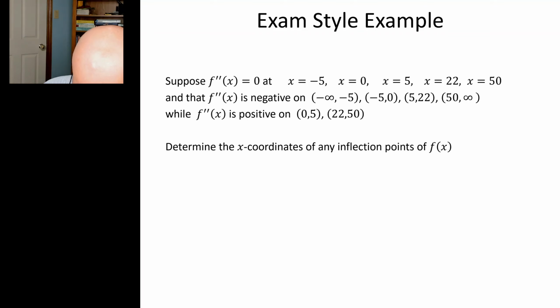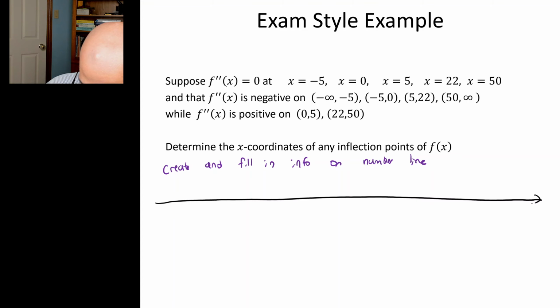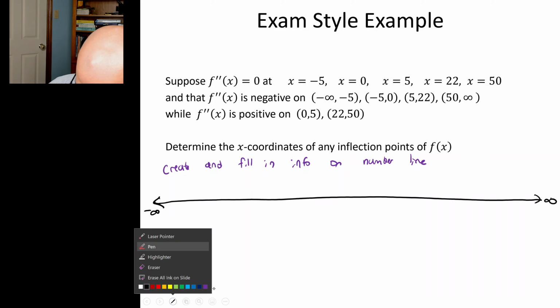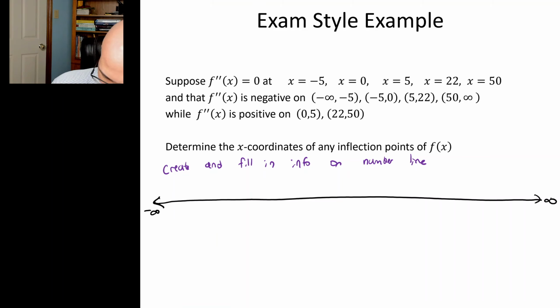So what I'm going to do is create the number line and fill in info on the number line. So it's a lot of info, so I need a big number line. I'll do the whole page. I suggest you do the same in your notes for copying this, which you should be. Okay, so we're -5, 0, 5, 22, 50.